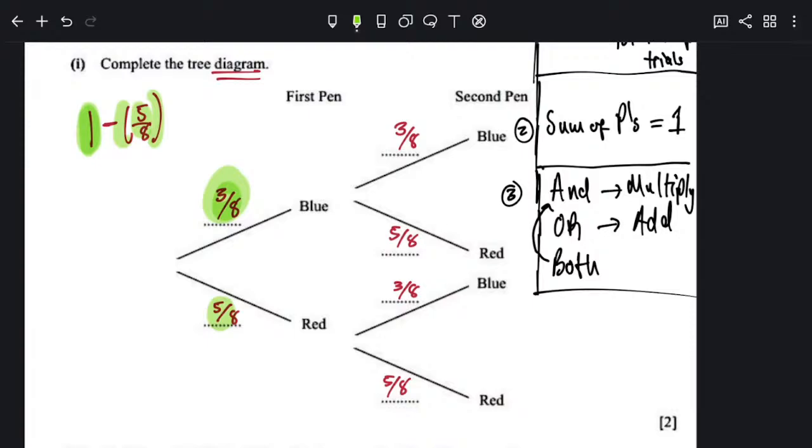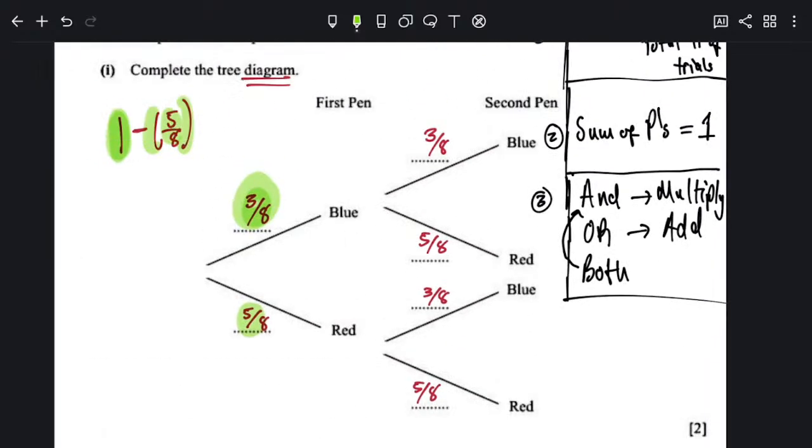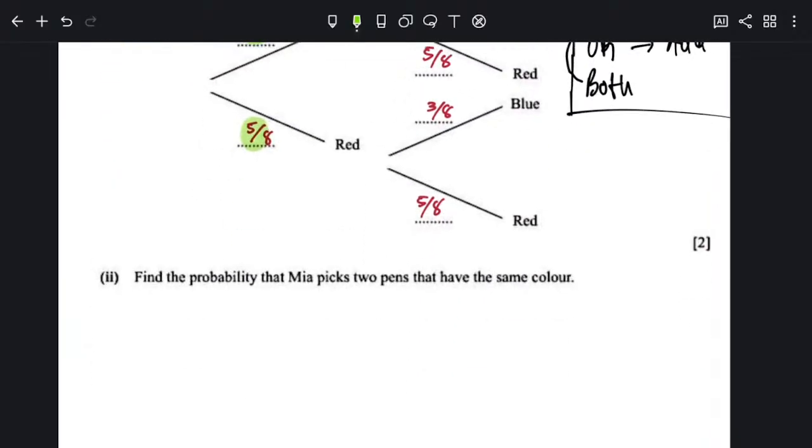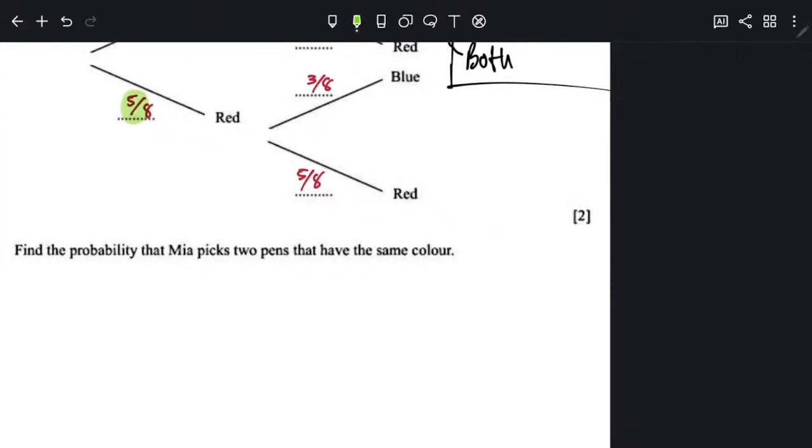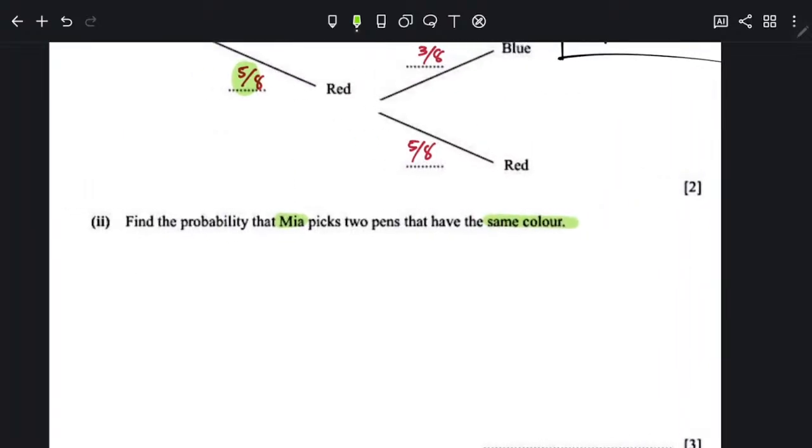Now, here we hadn't started the question. Here we were filling our tree diagram so that we can now start. Because now we have probabilities. The tree diagram just helps you to know the probabilities so that you can now answer the questions. It's not the question itself. Find the probability that Maya picks 2 pens that have the same color. So both of them have the same color. That's what she wants.